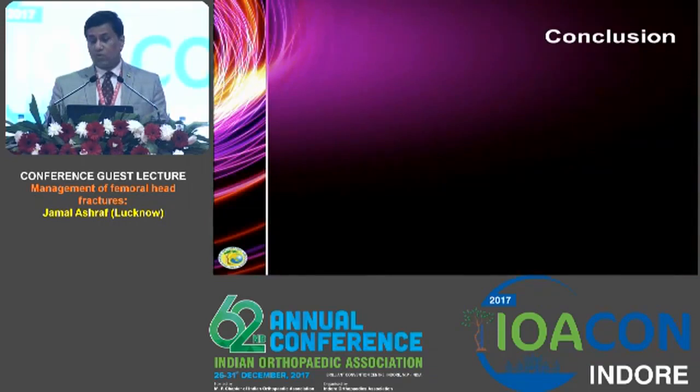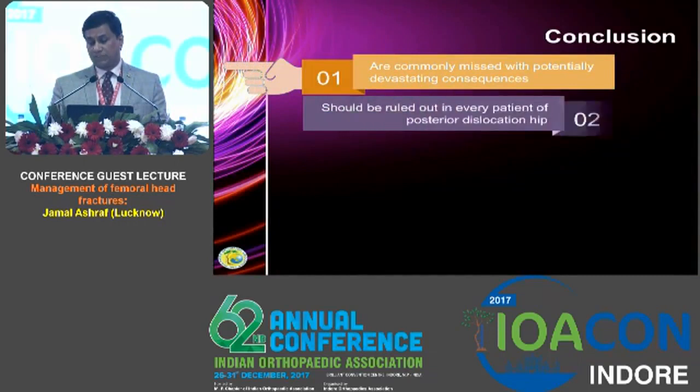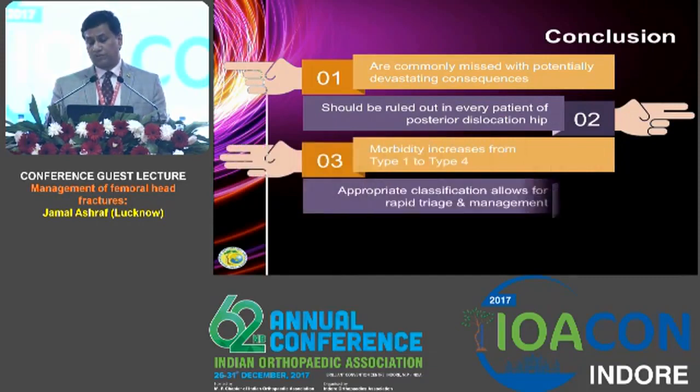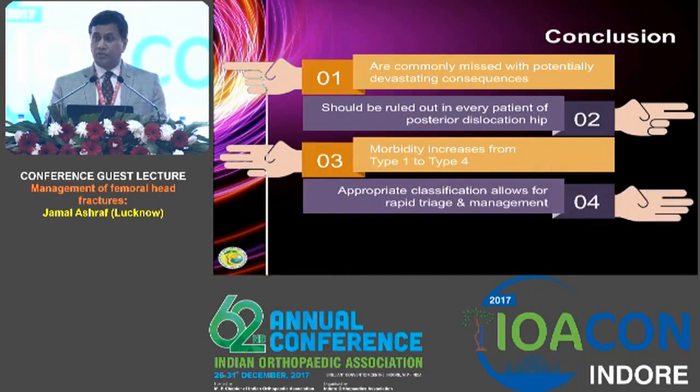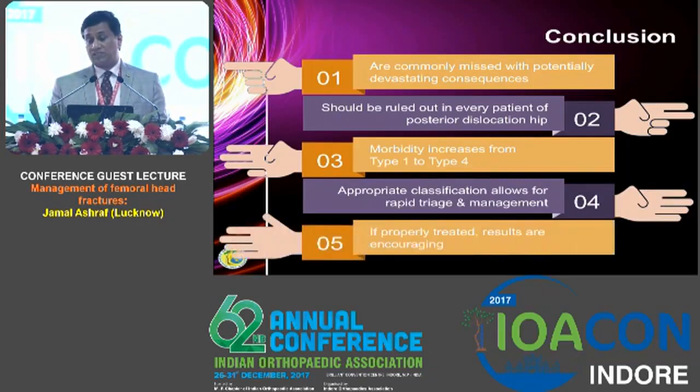So the take-home message would be, these are commonly missed with potentially devastating consequences. These should be ruled out in every patient with posterior dislocation of the hip. Morbidity increases as we go from type 1 to type 4. An appropriate classification allows for rapid triage and institution of proper management protocols. If properly treated, results are encouraging, but most importantly, when you treat these patients, always give a guarded prognosis and keep them informed of the complication of AVN that can occur.